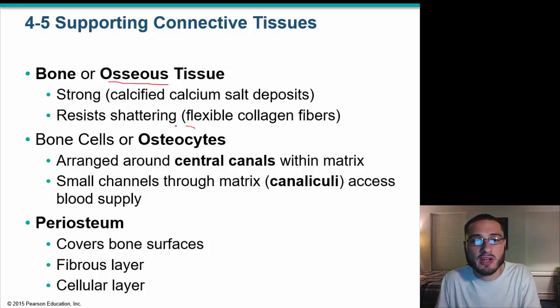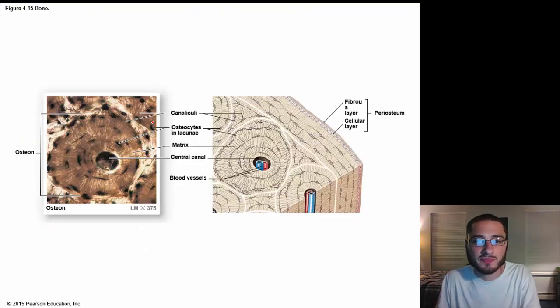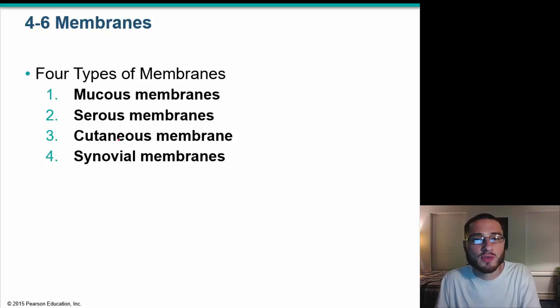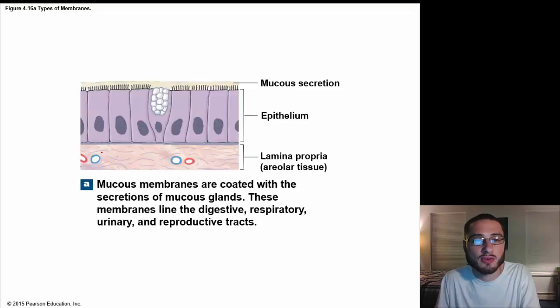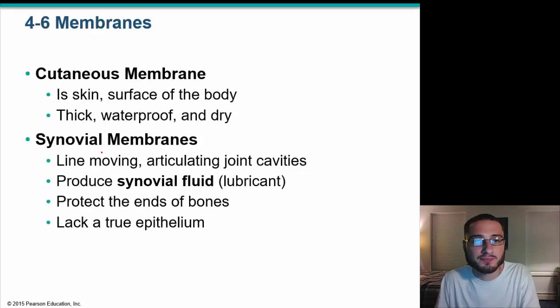Bone cells are called osteocytes. And then you have periosteum, which covers bone surfaces, a fibrous layer and cellular layer that is going to help coat and create a covering to the bone, the osseous tissue or the bone tissue. This is a diagram of 4 types of membranes. You have mucous membranes, serous membranes, cutaneous membranes, and synovial membranes. We'll talk more about those as we go on.